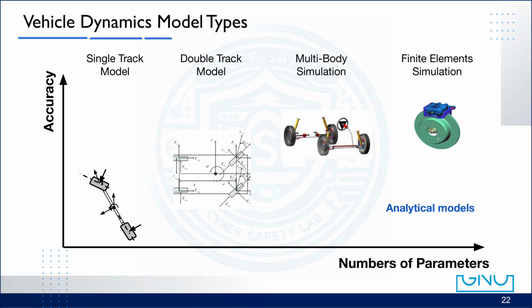These are very accurate, but they require enormous computational cost, so they are used mostly for offline analysis and design validation. So in summary, as we move from left to right, we gain accuracy but lose real-time feasibility. That's why we often choose the right level of abstraction depending on our goal: control design, simulation, or hardware validation.